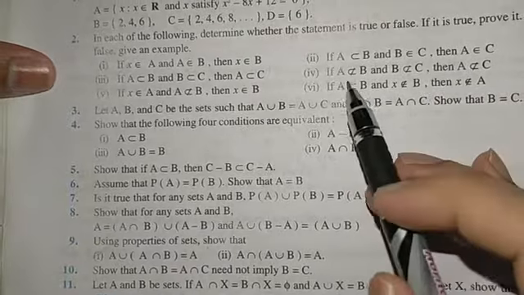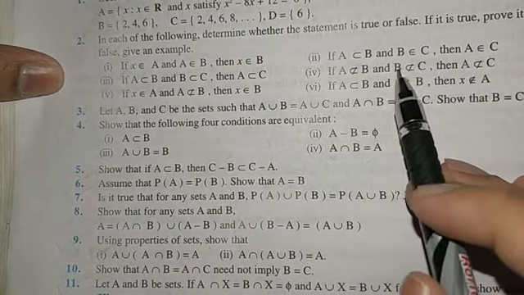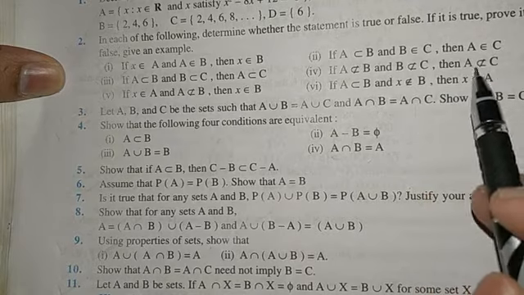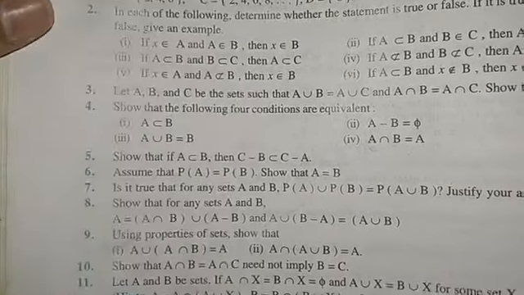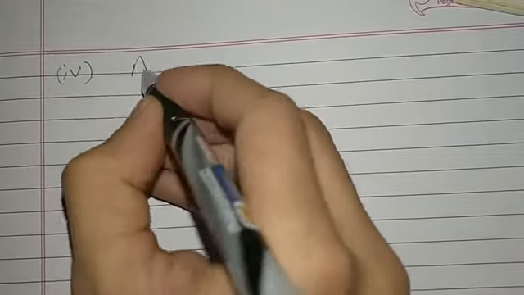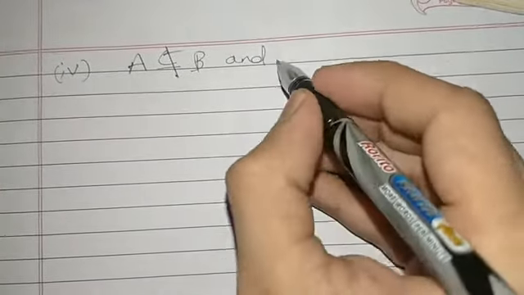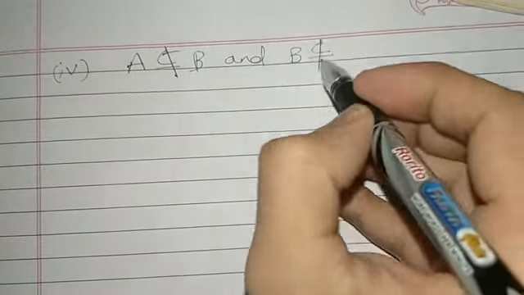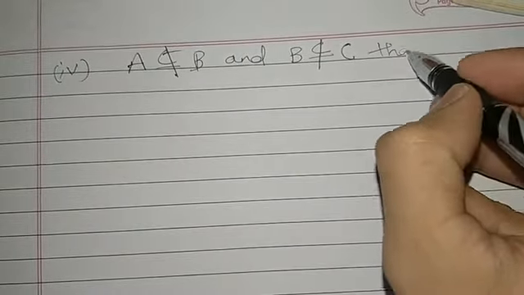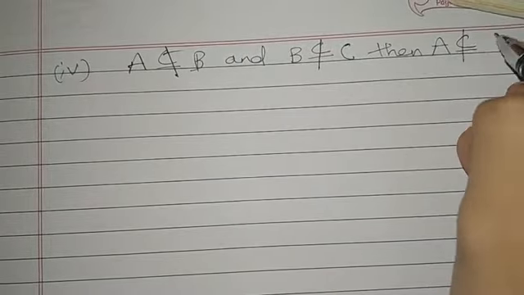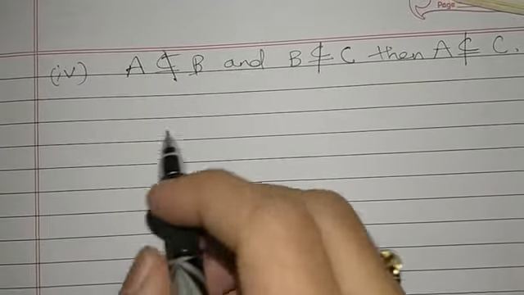Okay, so the fourth example is what? If A is a subset of B and B is a subset of C, then A is not a subset of C. That is the statement given to us. So the fourth is: A is not a subset of B and B is not a subset of C, right? Then A is not a subset of C. So this they are giving.